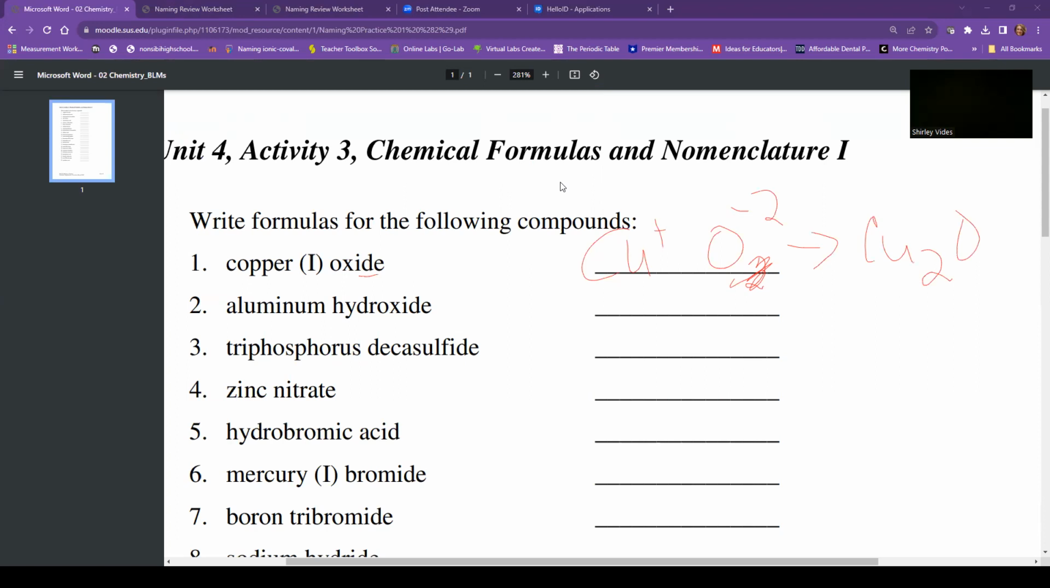Aluminum hydroxide. See how it's pretty much telling you what the components are. You just got to write the ions. So you see how the hydroxide is at the end? Do we still put the H first? No, we always put the positive first. Okay. So aluminum is aluminum, and this is the ion that we have to write.